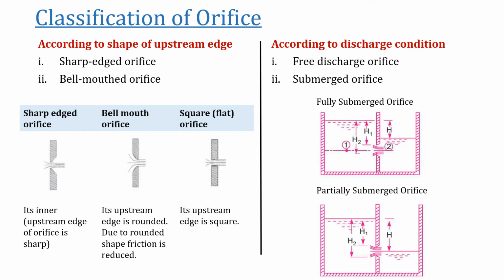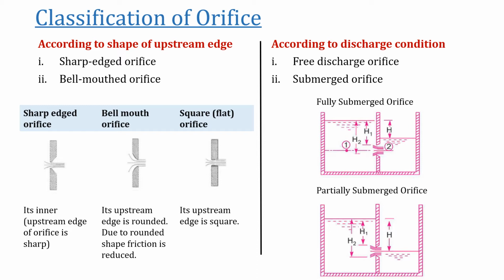According to the shape of the upstream edge, we have a sharp edge orifice. As you can see in this figure, the inner edge of the orifice is sharpened in order to reduce friction. Then we have a bell mounted orifice, in which the upstream edge is rounded, and due to this rounded shape the friction is further reduced. And a flat orifice, which has a square upstream edge.